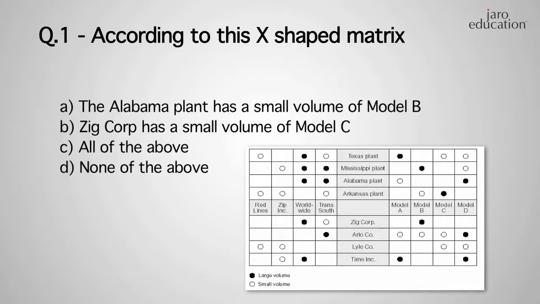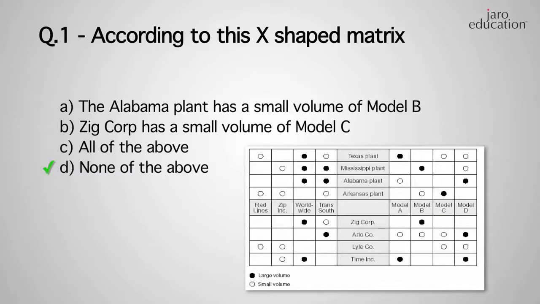If you see this X-shaped matrix, the top right quadrant gives the relationship between the plants and the model. If you see the intersection of the Alabama plant and model B, you see that cell is empty. So actually there is no relationship between these two parameters. Let's go to B. B is Zig Corp, the corporation, and the model C, that is the lower right quadrant. Again, if you see the intersection of Zig Corp and model C, there is nothing in that quadrant. So again, there is no relationship between Zig Corp and model C. So the answer is D, none of the above.